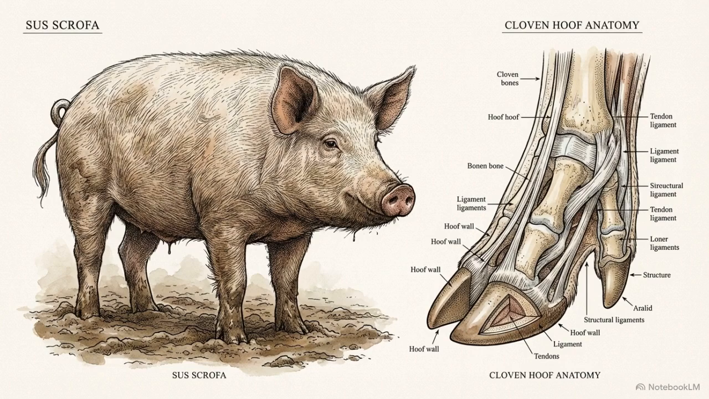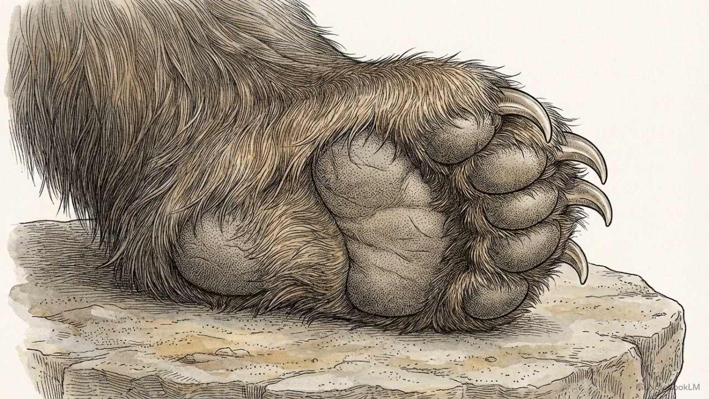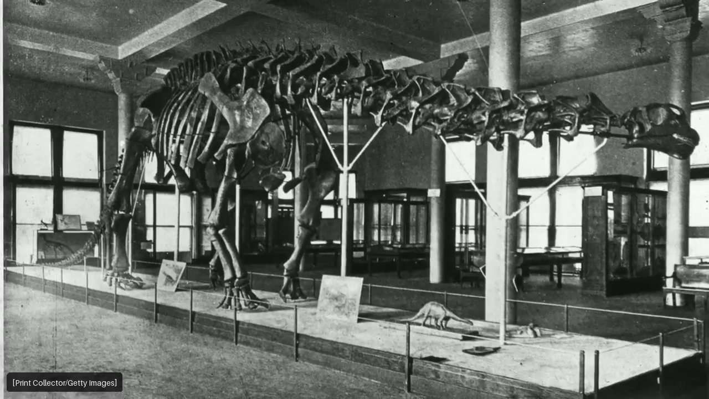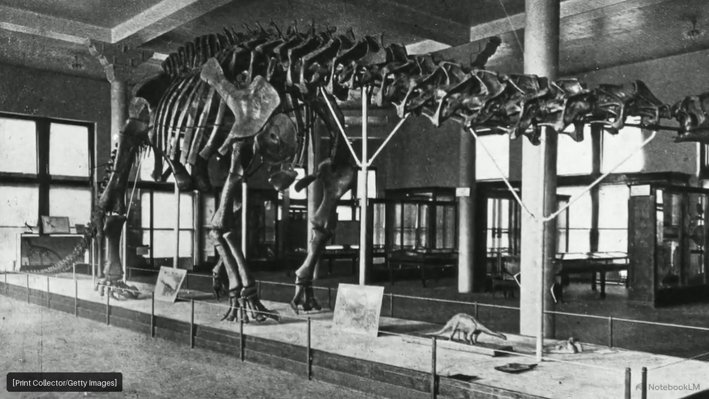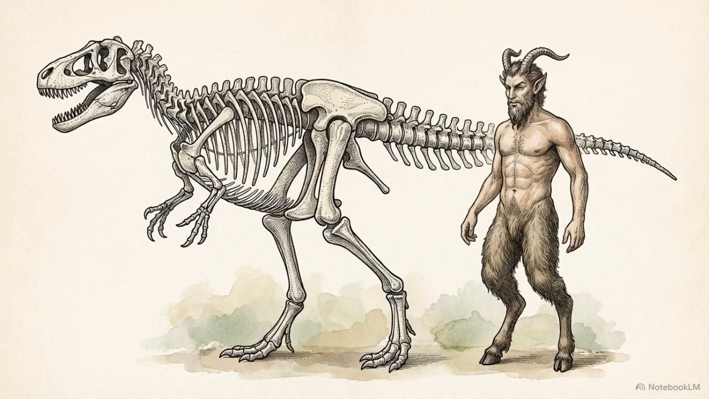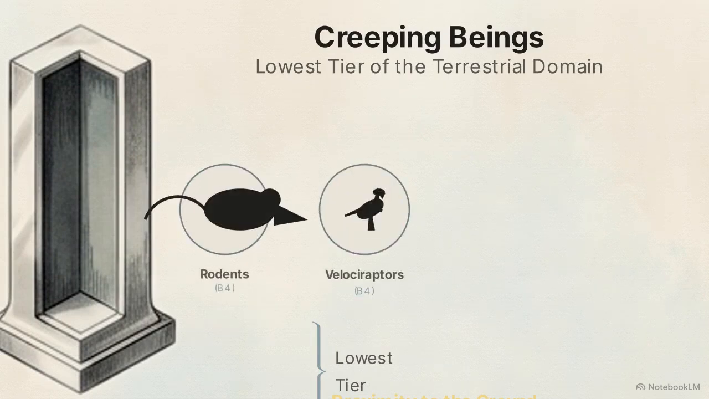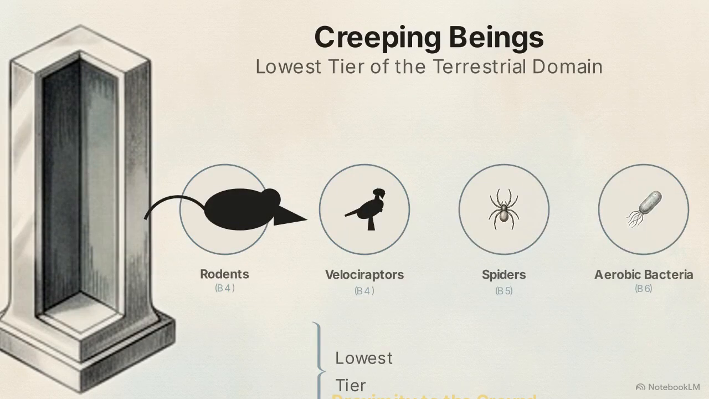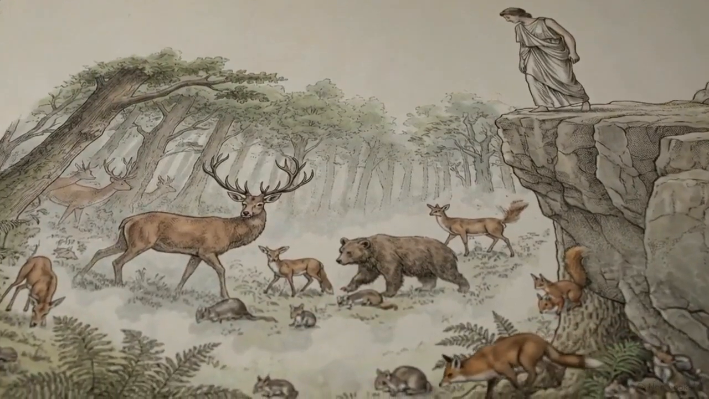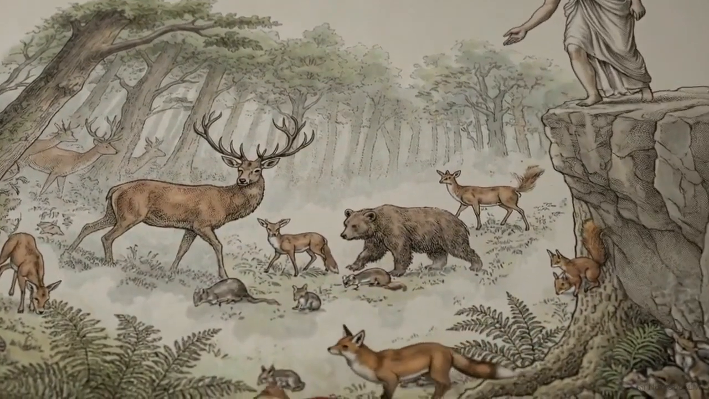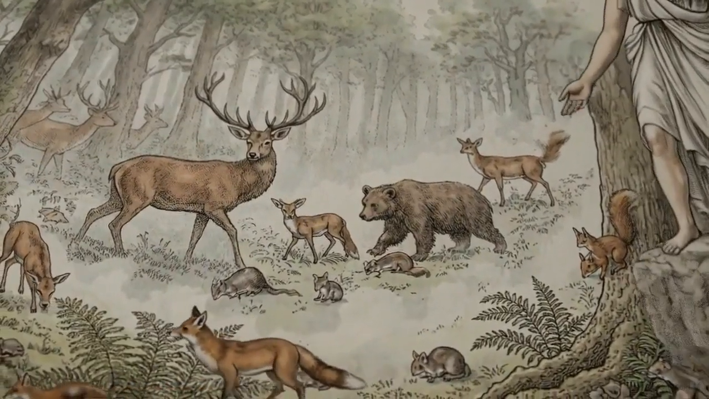These animals lack the combination of cloven hoofs and a ruminant stomach, like swine, or they lack hoofs entirely, such as lions and bears. Massive historical beasts, like the Brontosaurus, the Tyrannosaurus rex, and wilderness spirits like satyrs, are classified together under this unclean terrestrial node. The lowest terrestrial tier contains creeping beings. These are categorized by their proximity to the ground, encompassing rodents, velociraptors, spiders, and aerobic bacteria. The terrestrial domain reveals a hierarchy of authority that separates humanity from the biological history of the beasts.